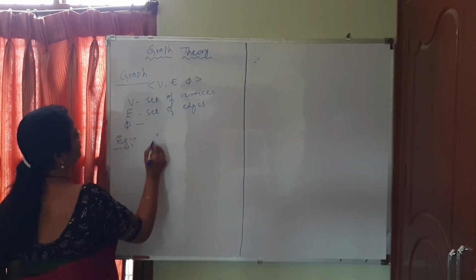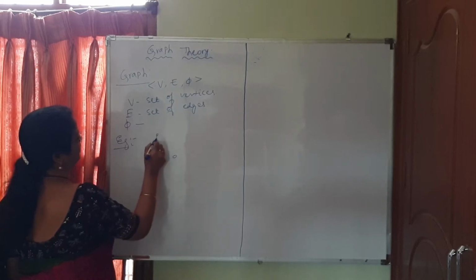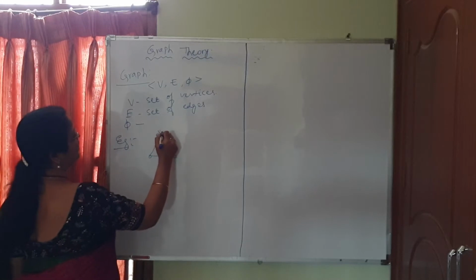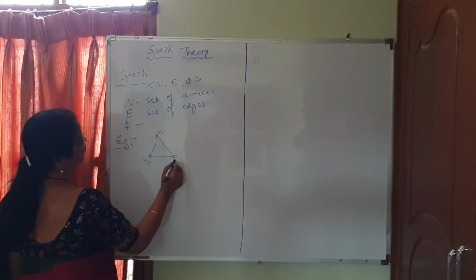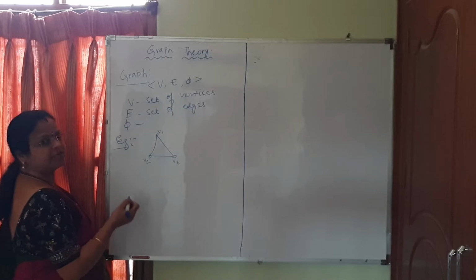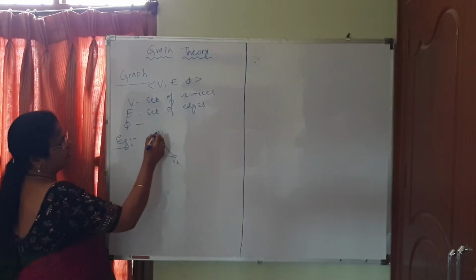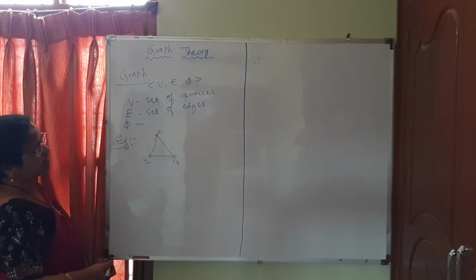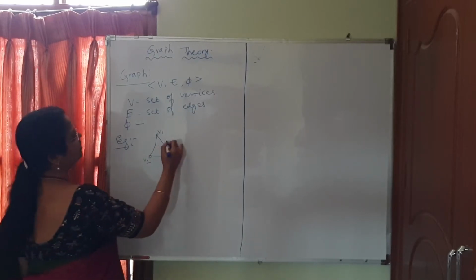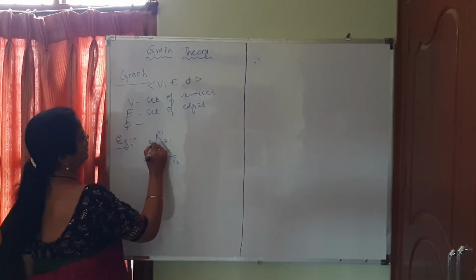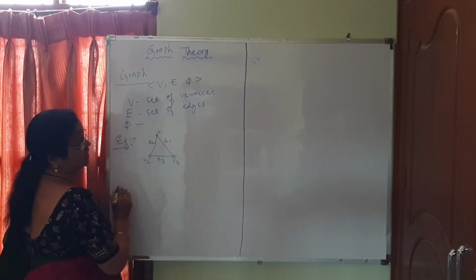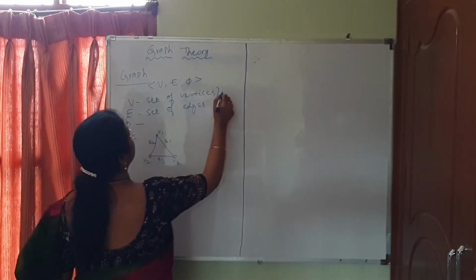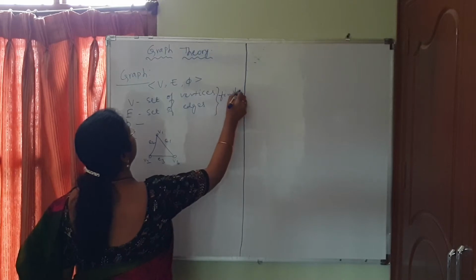Here I will draw an example of a graph. It represents a graph and here we call the vertices V1, V2, V3. We represent each vertex by a small circle and we connect two vertices by a straight line, and we call that straight line an edge. Here E1, E2, E3 represent the set of edges. For any graph, the set of vertices and the set of edges are always finite.